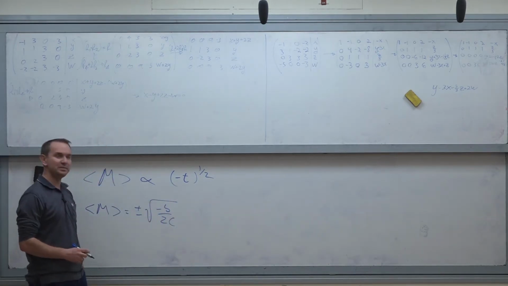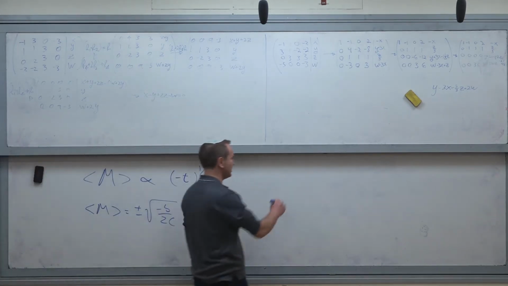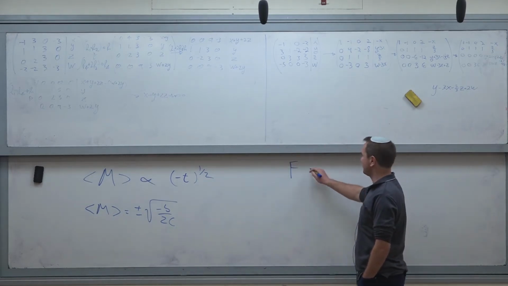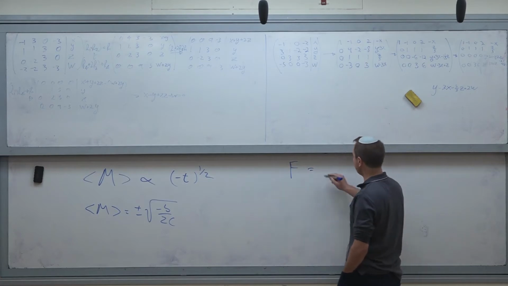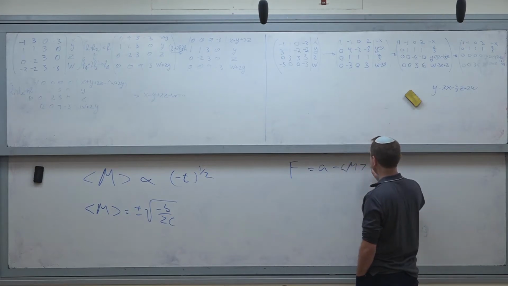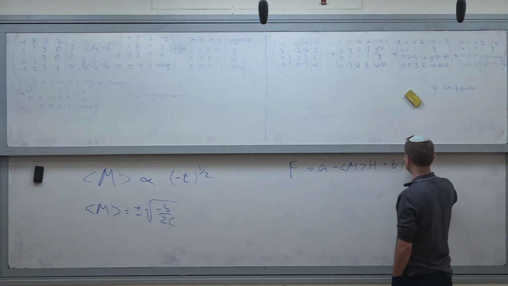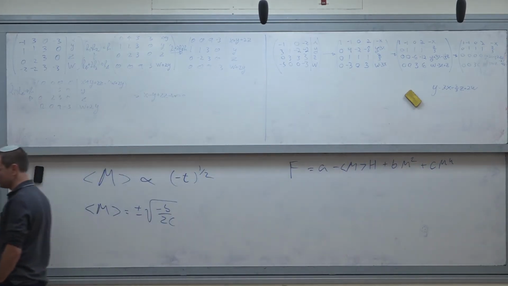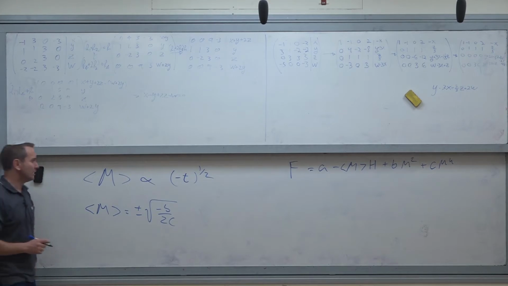Where did this b and c come from? They came from the expansion of the free energy, where we had 0 minus average m over h, plus b m squared plus c m to the fourth. This was our assumption for the free energy as part of the Ginzburg-Landau theory.